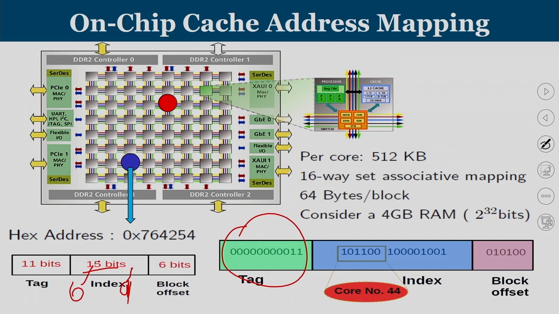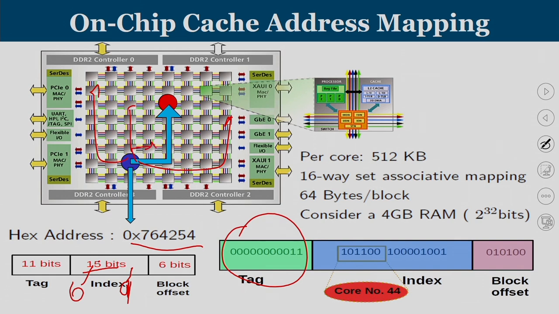So this shows that for a packet that is generated from this blue core shown in the TCMP, this particular address is mapped to the 44th core, and the 44th core is given by the red spot. So packets are generated from the blue core to the red one. Now depending on a different address, rather than 0x764254, packets may go from blue to different tiles. Some may go to nearby cores, whereas some may go to farther cores.